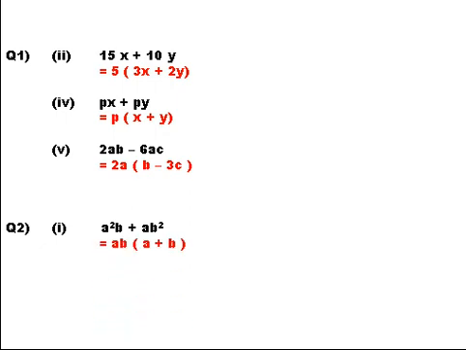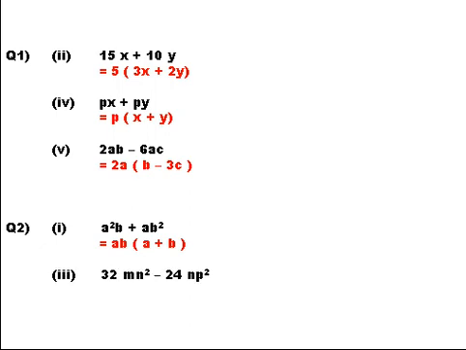ab as the common value, and what is left in the bracket? We have a plus b, because ab into a will give you a square b, plus into plus will give you plus, and ab into b will give you ab square. Hence this is the required answer. Now in all these parts you have to notice that the factors that we are getting are always in the product form. So that is what is important.